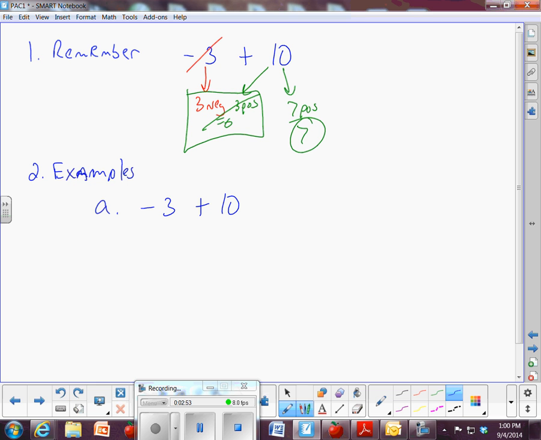We have 2 numbers. We have a 3 and a 10. I start at the smaller number, the one with the least, and I count from that number to 10. So that's what you're going to do. So I'll write on the side here, count from 3 to 10.